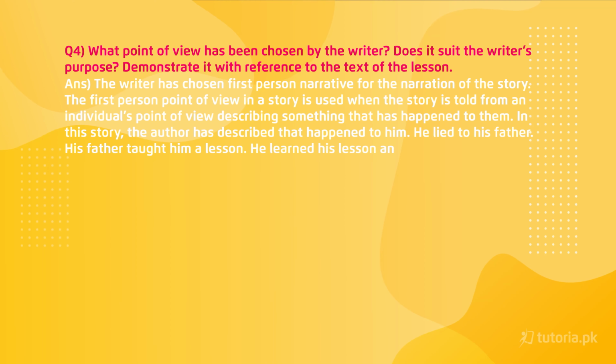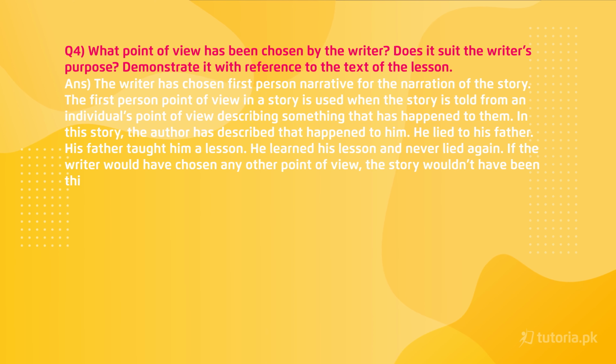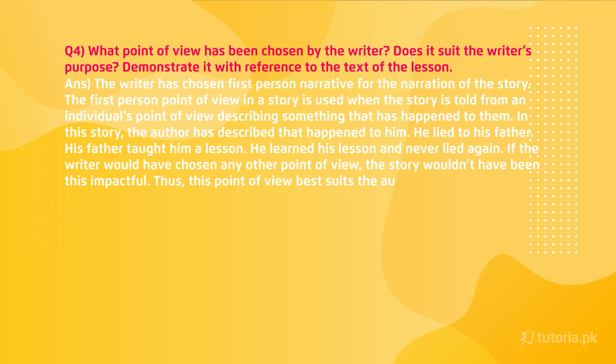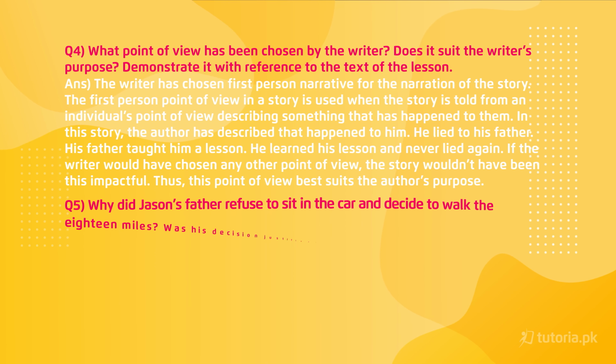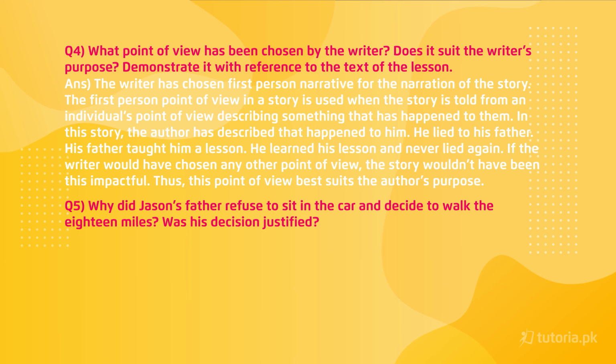He lied to his father. His father taught him a lesson. He learned his lesson and never lied again. If the writer would have chosen any other point of view, the story wouldn't have been this impactful. Thus, this point of view best suits the author's purpose. Fifth question. Why did Jason's father refuse to sit in the car and decide to walk the 18 miles? Was his decision justified?